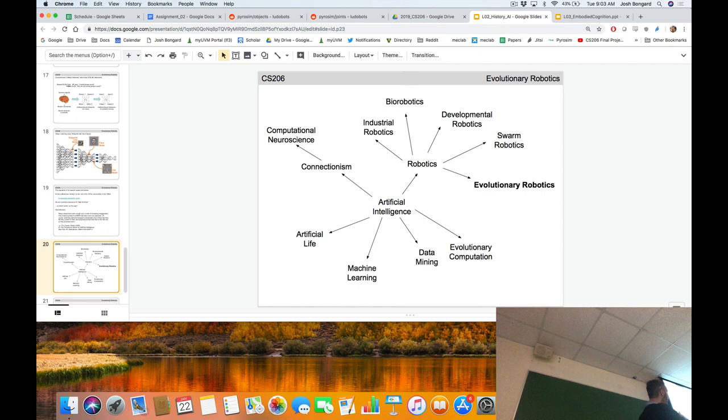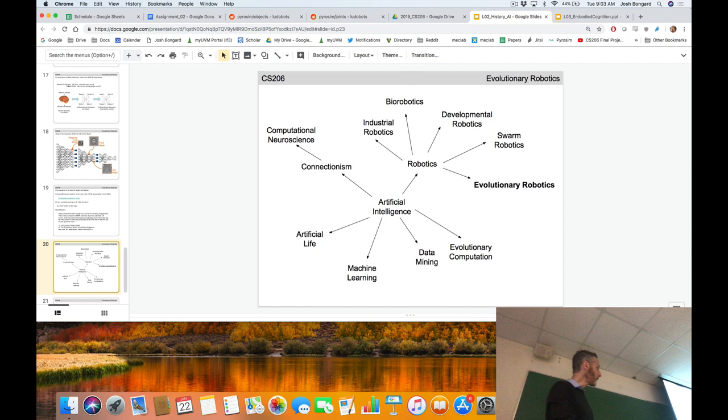Most of you have probably heard of machine learning and data mining, mining vast amounts of data, looking for patterns, finding patterns in large amounts of raw data. That is obviously an important component of intelligence, belongs with AI and robotics. We're going to talk in this course about evolutionary computation, which is a different kind of machine learning algorithm, clearly based on the idea of Darwinian descent with modification.